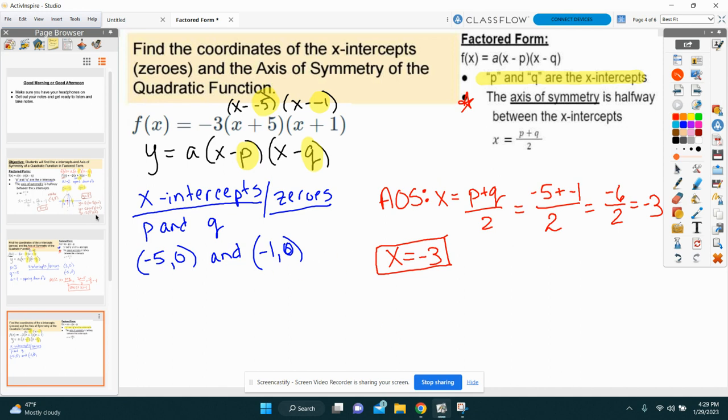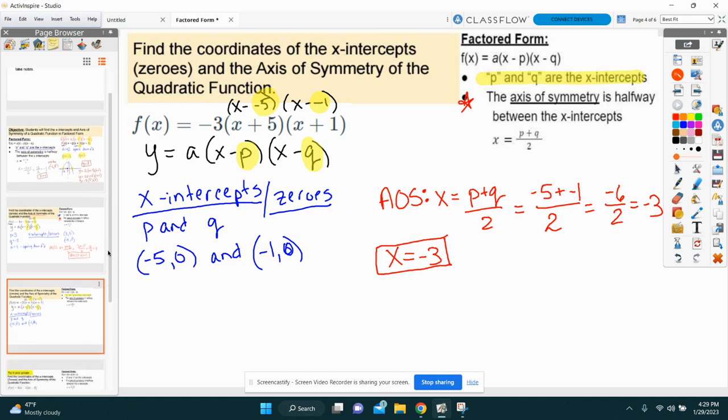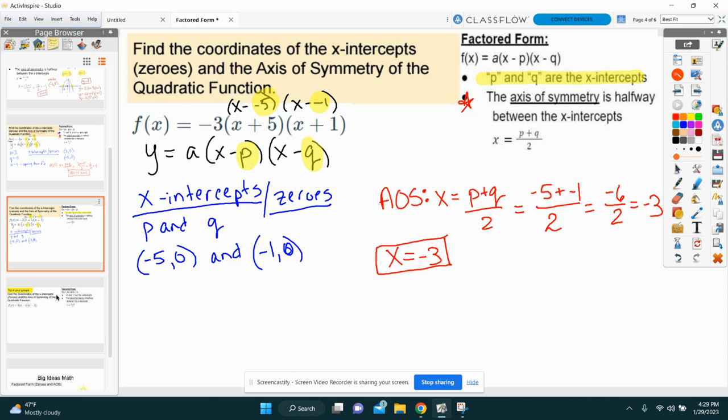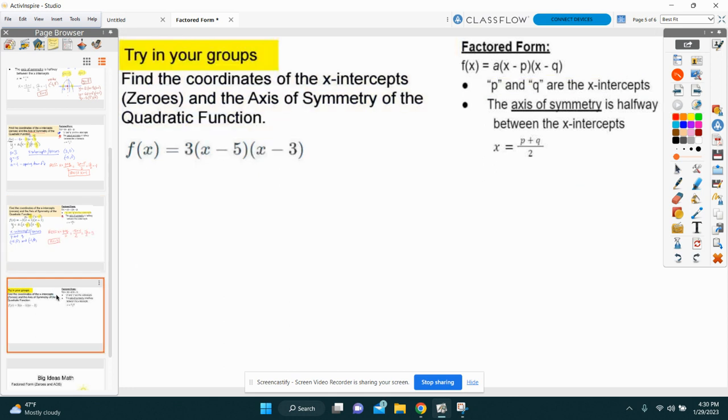I think this one's the easiest one, but not all quadratic functions are in factored form. So I'm going to have you try this in your groups normally, but you have your headphones on and you're not paying attention to anyone else. So go ahead and try this problem. Label your P and Q, your x-intercepts, and then go ahead and solve for the axis of symmetry.